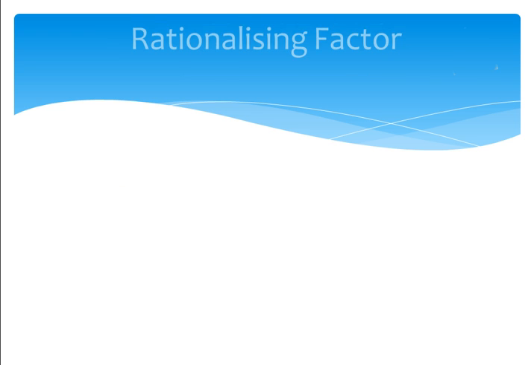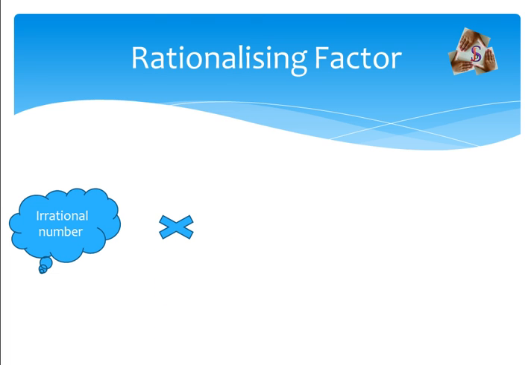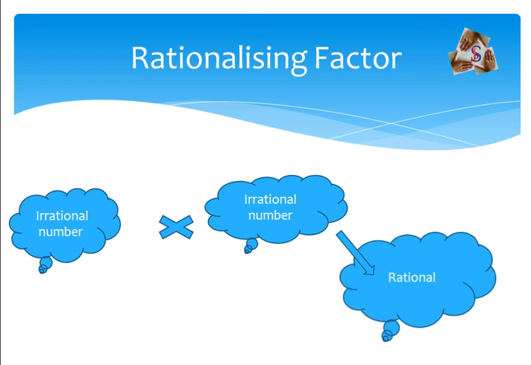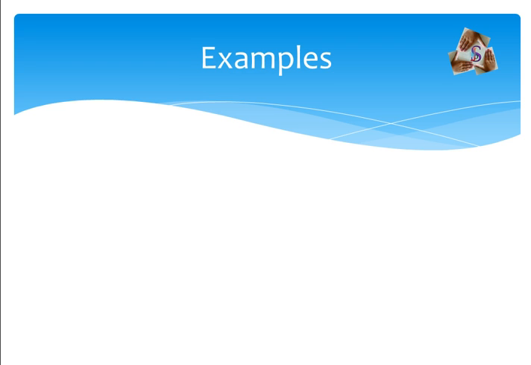Now, let me introduce you to another term, rationalizing factor. So we have an irrational number. I multiply it with another irrational number. And if the resultant that I get is a rational number, then each irrational number is a rationalizing factor of the other. So let me explain this with an example.